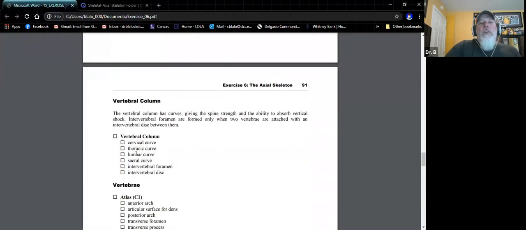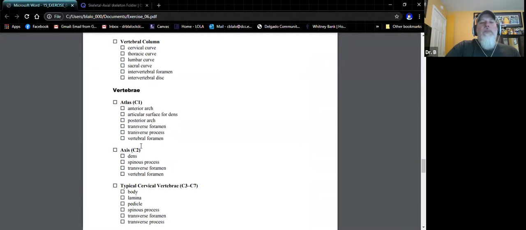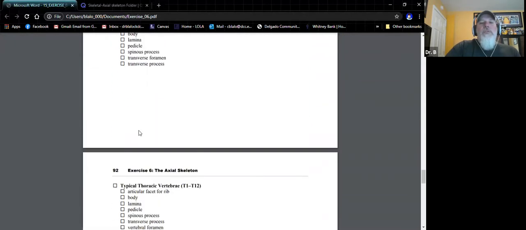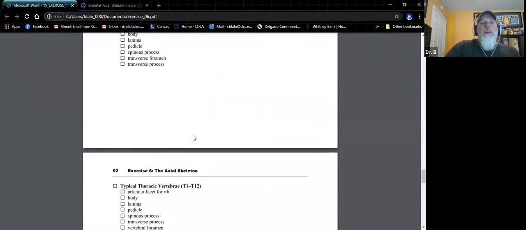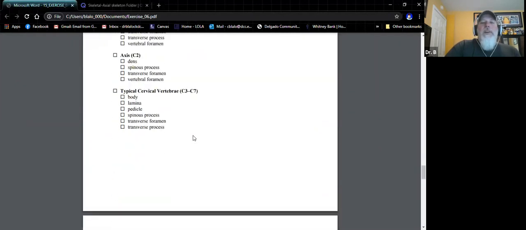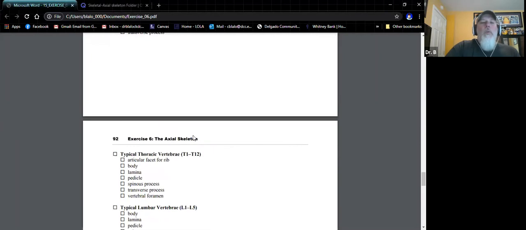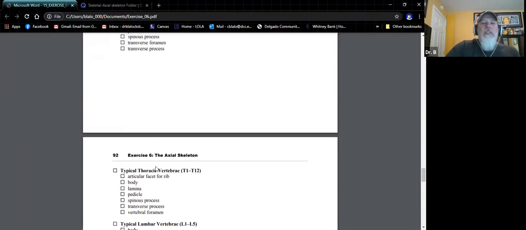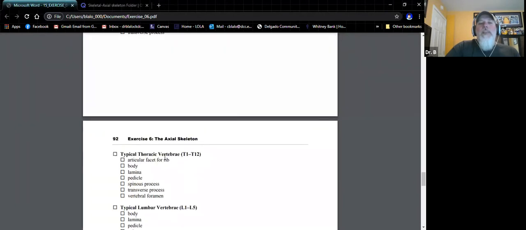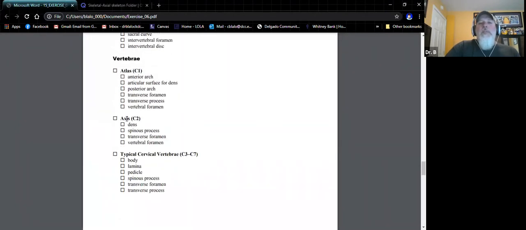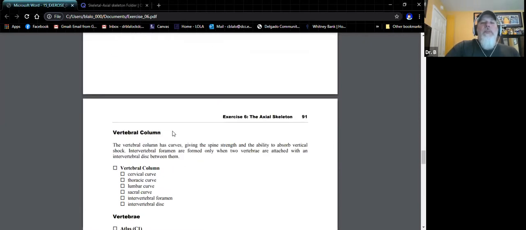We'll talk about the different curves that are involved, and the different structures that we see on these individual vertebrae. Now, when you get to the vertebra, you're not going to have to identify whether it's L1 or L2 or T3 and things like that. You'll just tell me that it's a lumbar vertebra or a thoracic vertebra. The only specific identification with the vertebrae comes with C1 and C2. That you do have to be specific about.